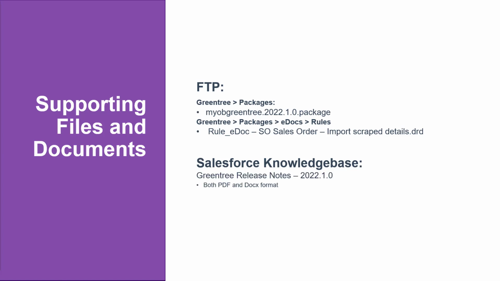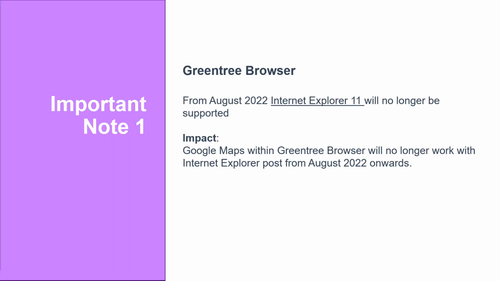The 2022.1 release notes are available on the Salesforce knowledge base. We have provided these in both PDF and Docs format. And there's been an update to the MYOB Greentree Security Recommendations document to include extended OAuth 2 recommendations for email sending. A couple of important notes to share.